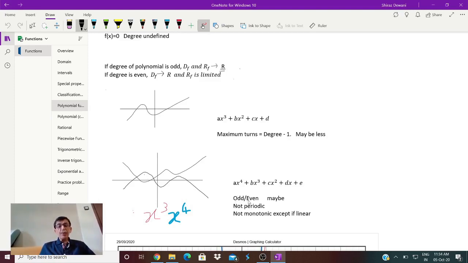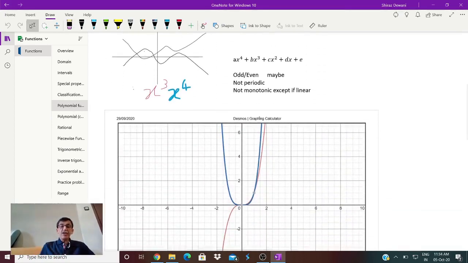Now this could be odd or even sometimes, and it may or may not be, depending on the values of a, b, c, d, e. If it is a standard graph of this type, then it could be either odd or even, but otherwise if a, b, c, d, e are random values, then it may be neither odd nor even.